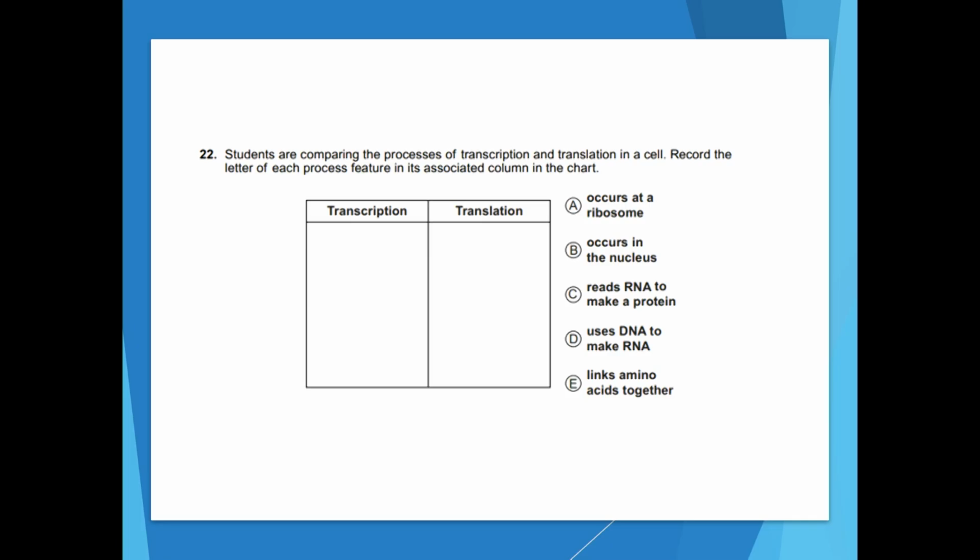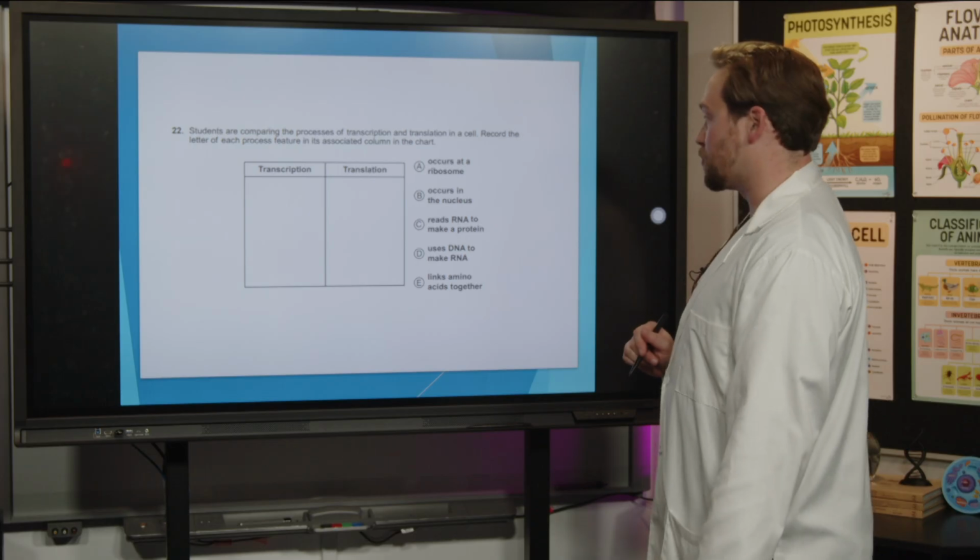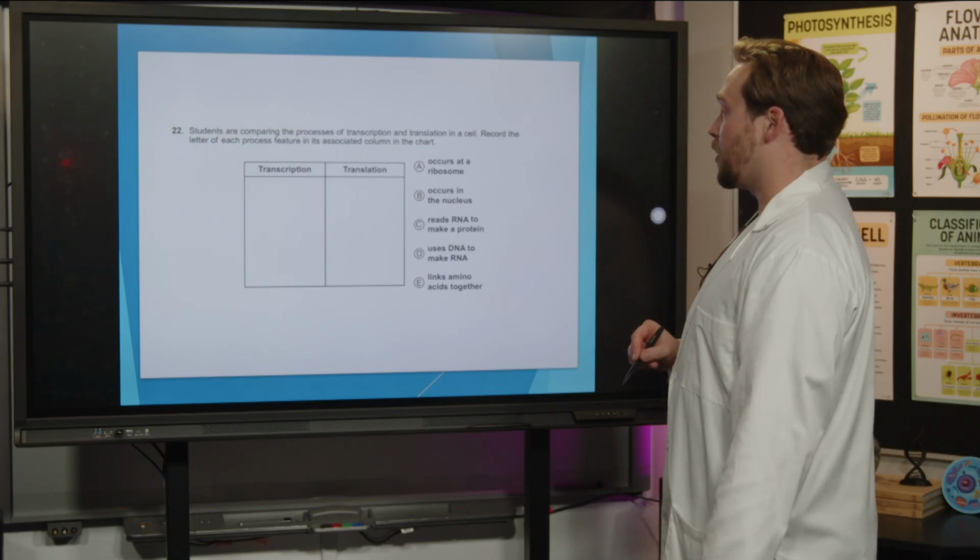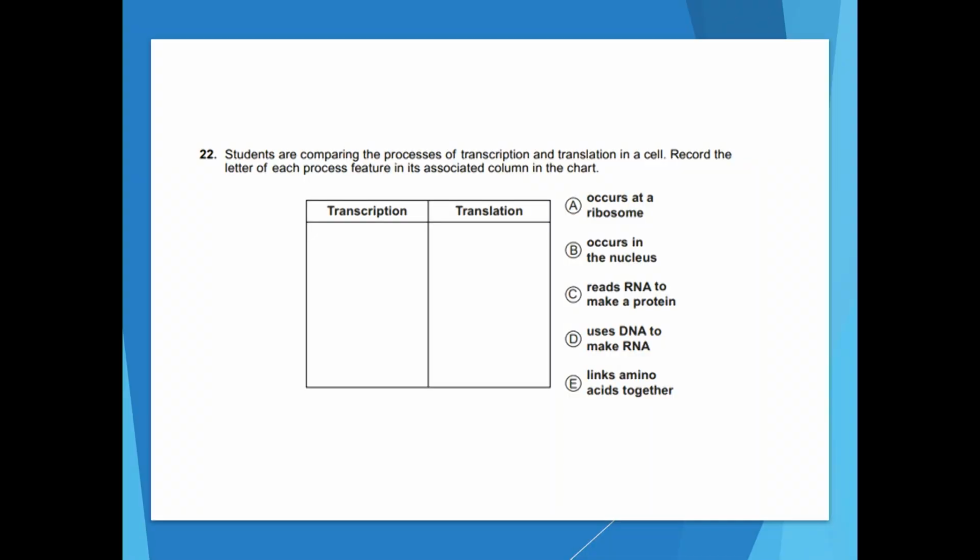Okay, students are comparing the processes of transcription and translation in a cell. Record the letter of each process feature in its associated column in the chart. So here we have A, B, C, D, and E, and we're going to put them in either the box for transcription or the box for translation. Let's see if we can sort these out correctly. So A says occurs at the ribosome. Well, remember that in translation, the ribosome plays a huge part. A ribosome and an mRNA come together and start to build that polypeptide, right?